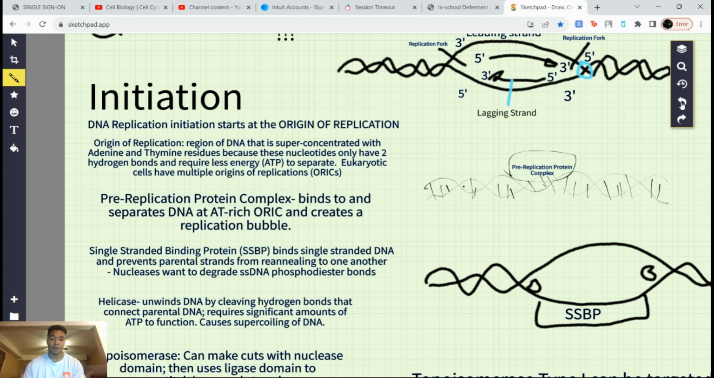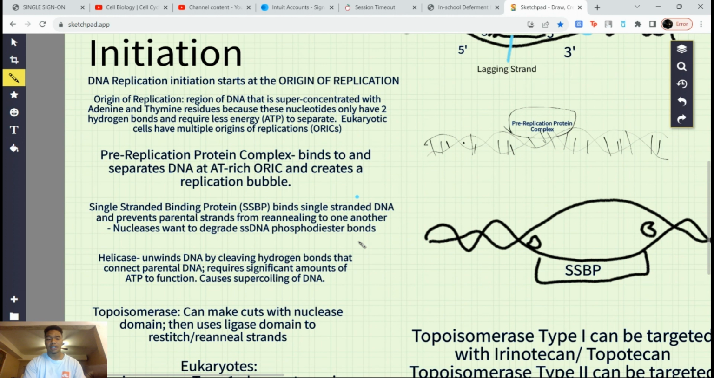And it's important to know that eukaryotic cells have multiple origins of replication. So there could be DNA up here and DNA down here, and they could both be considered origins of replication and start replicating the DNA separately. So how does this initiation process start? So there's something called the pre-replication protein complex, which binds to these adenine and thymine rich origins of replication, and it separates the DNA there. Creates like a little bubble for the next protein.